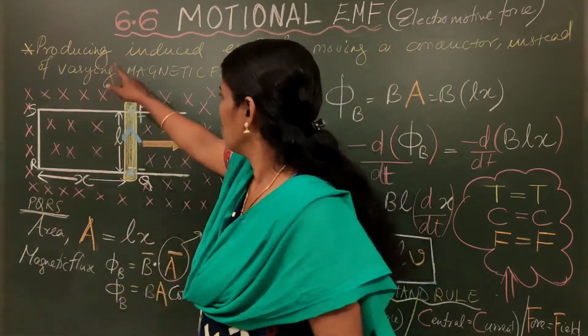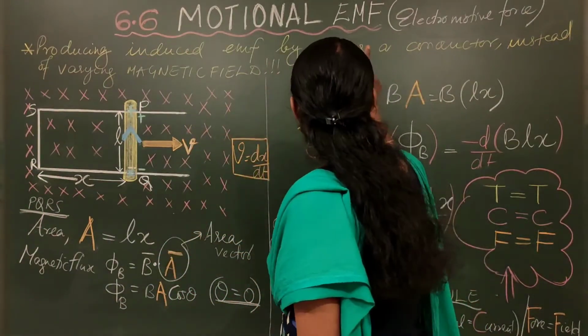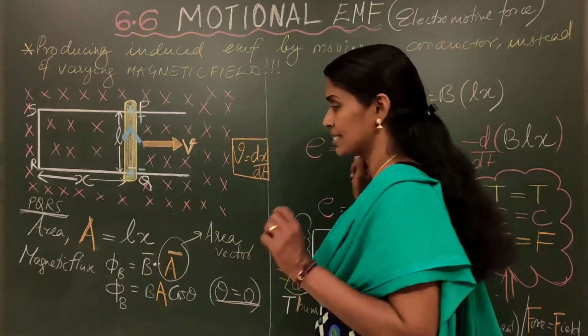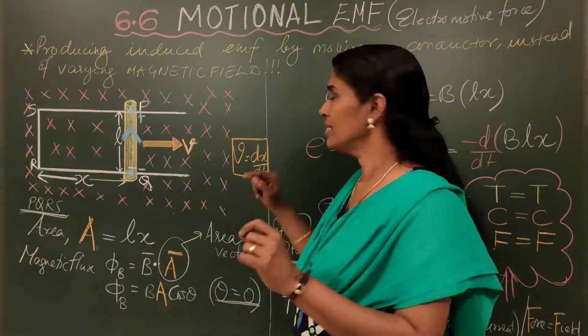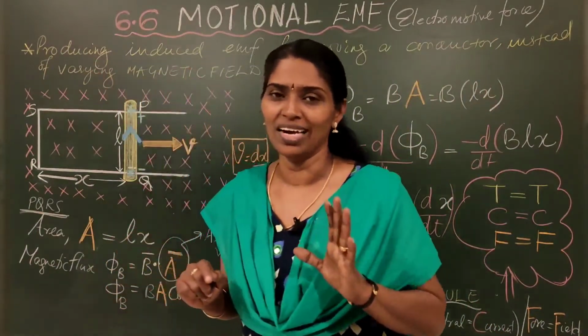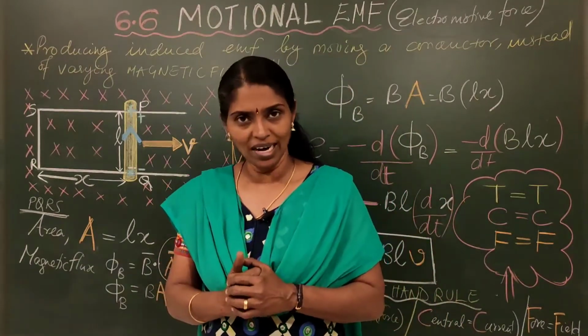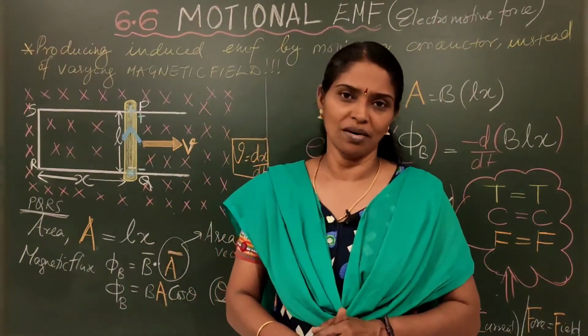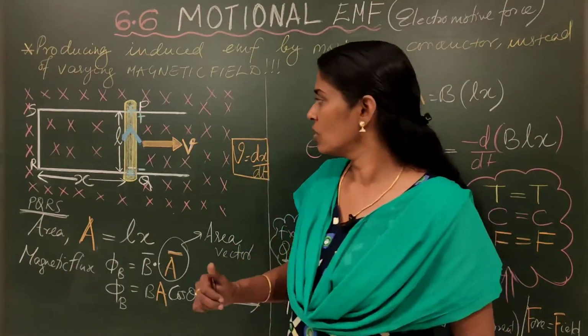How? Producing induced EMF. How? By moving a conductor. So we are moving a conductor, instead of varying the magnetic field. So you can move a conductor in a magnetic field and produce induced EMF. So let us see how it is. So shall we start? Okay.